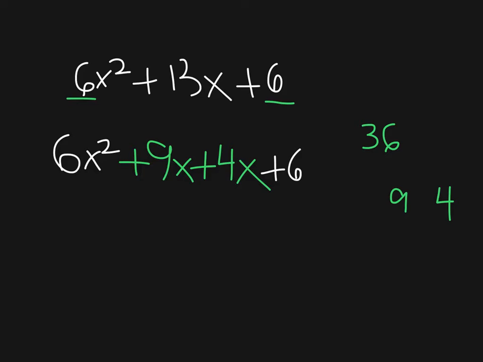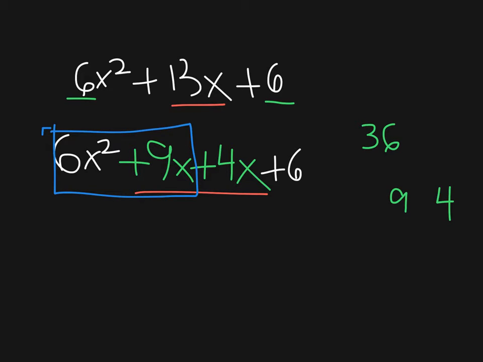So what I did was I broke apart the 13x into 9x and 4x. Because if I add them together, I can combine them, but I'm not doing that. This makes it easier to factor out. So what I'm now going to do is look at these as different pairs.